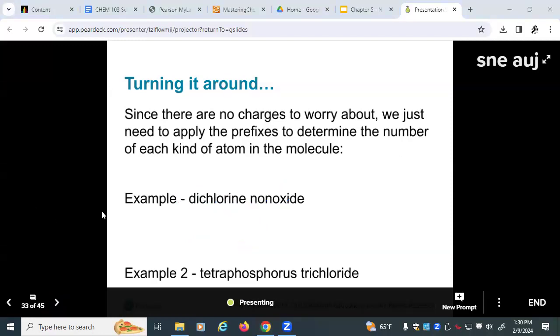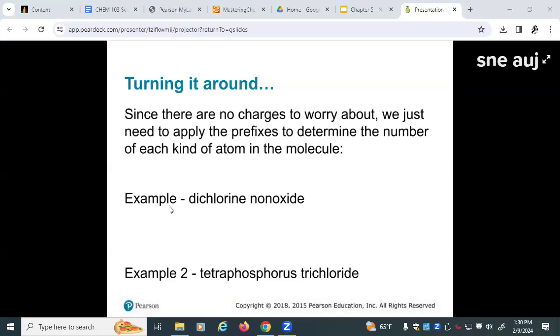Okay. So I think one of the more complicating things that we ran into with ionic compounds was when we started to turn it around and go from name to formula, we had to concern ourselves with charges and crisscrossing and all that other stuff. Here, we don't have to worry about that so much because since the prefixes give us the subscripts, all we have to do is basically just translate it down.